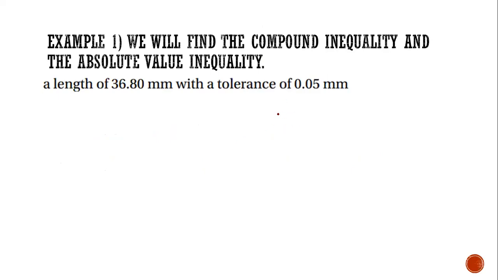Now when we put that all together, we're going to call that our goal. So our goal is to be absolute value of x minus I is less than or equal to T. So when we're setting up the word problem, our I, our T, and our x come together in this inequality. Here it tells us a length of 36 8/10 millimeters with a tolerance of 5/100 millimeters.